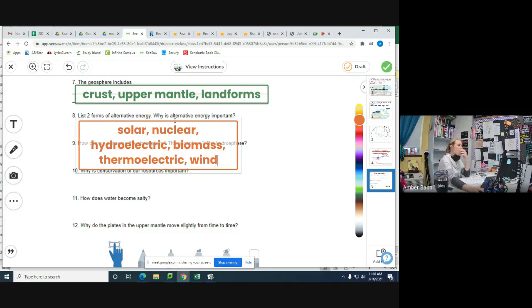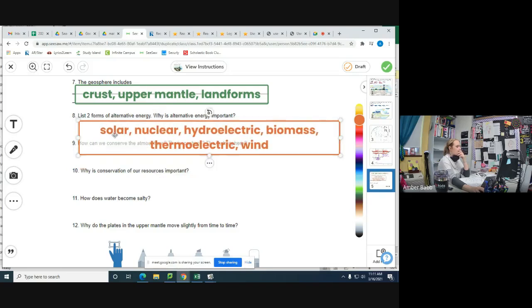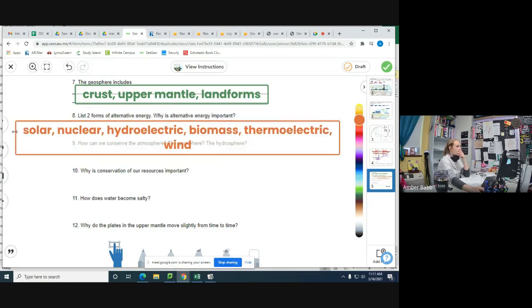All right. There's two parts to this question, so look carefully. List two forms of alternative energy. So you only have to list two of these. Wow, I listed all. Why is alternative energy important? This is the second part of this question. If we run out of fossil fuels, we don't have any energy, and this energy helps conserve the fossil fuels.